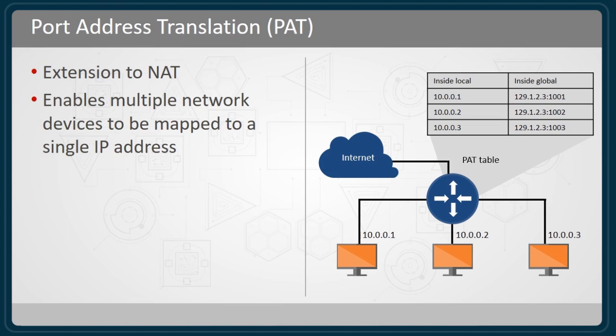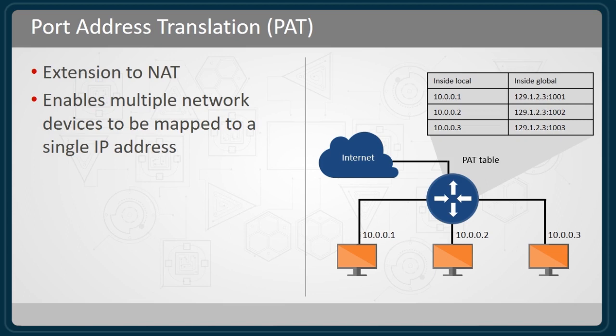I can open up an application such as Remote Desktop, and I can enter in the public IP address of 129.123, but that's the same in all three cases. But then I put in a colon and the port number. This distinguishes the ultimate destination.